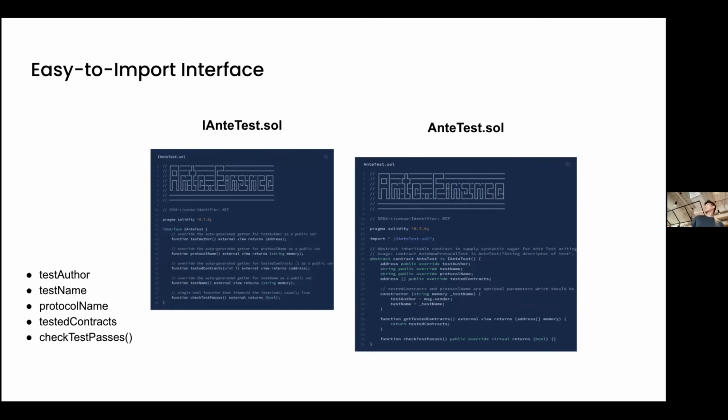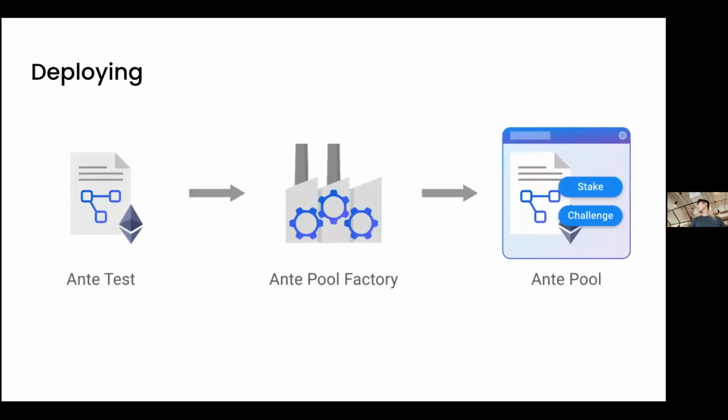So we have a really simple interface that has 5 different things to define: the author name, the test name, the protocol name, an array of contracts, and a Boolean function. And you can do anything you want inside an Ante test, just a regular smart contract that conforms to this interface. We also have an abstract class that has some syntactic sugar, so it's a little bit faster to spin up an Ante test.